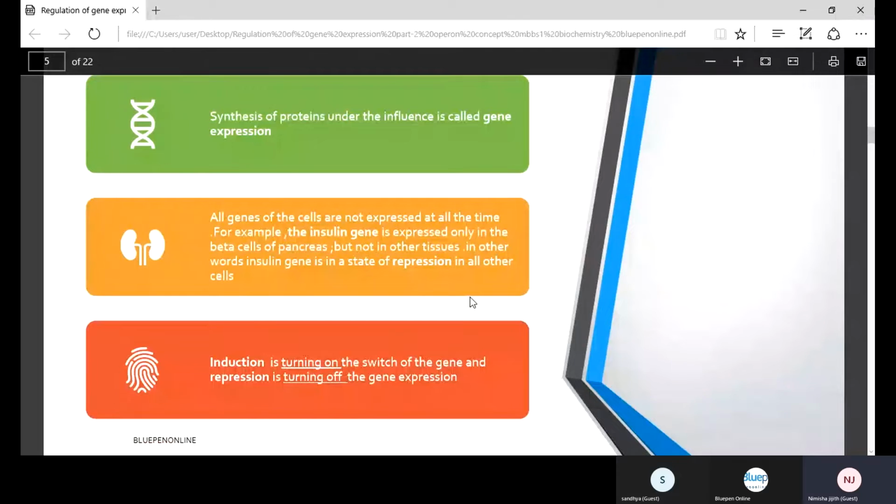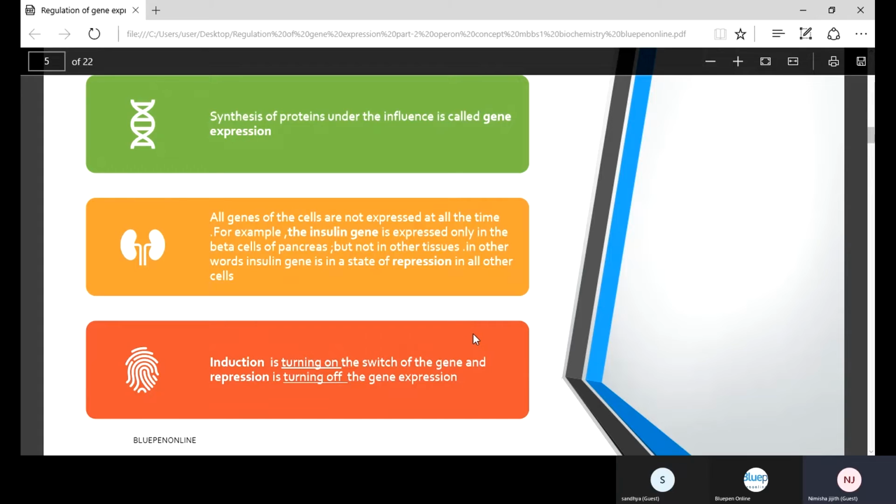Synthesis of protein under the influence of genes is called gene expression. All genes of the cells are not expressed at all times. For example, the insulin gene is expressed only in the beta cells of the pancreas, we know alpha cells, beta cells, delta cells, but not in other tissues. In other words, the insulin gene is in a state of repression. There are 2 words, expression and repression. So the insulin gene is in a state of repression in all other cells.